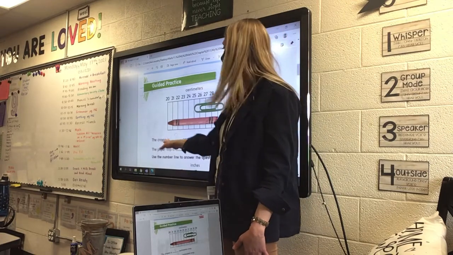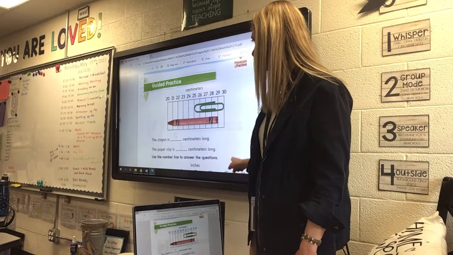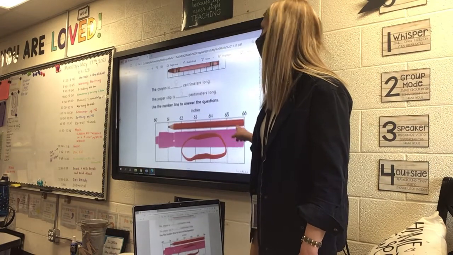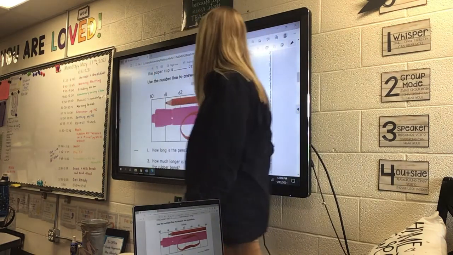We could also subtract. So right now, the paper clip is 5 centimeters long. We can also add. We've already said that before. If you were paying attention, we've already said that.